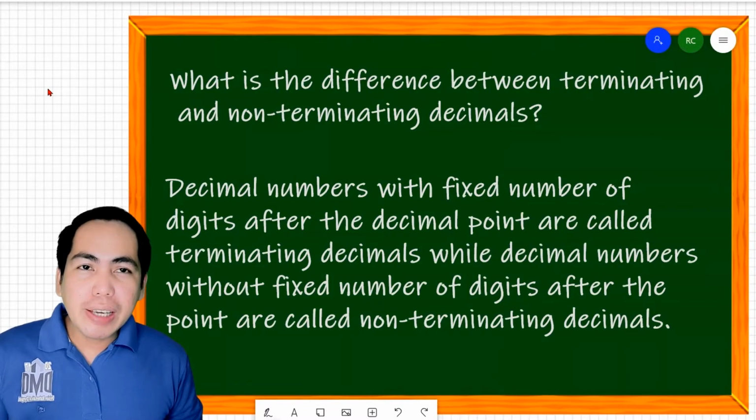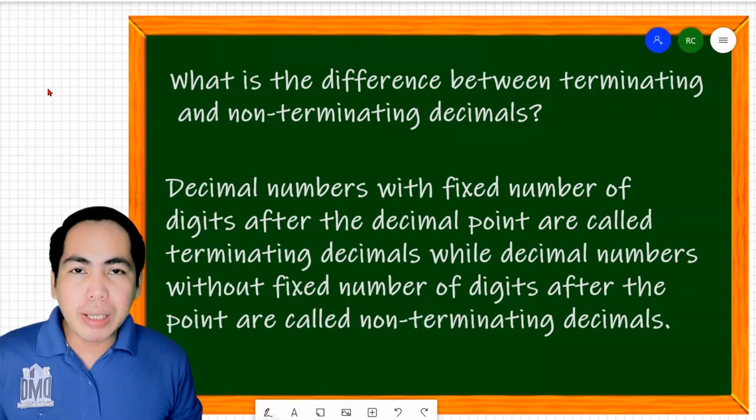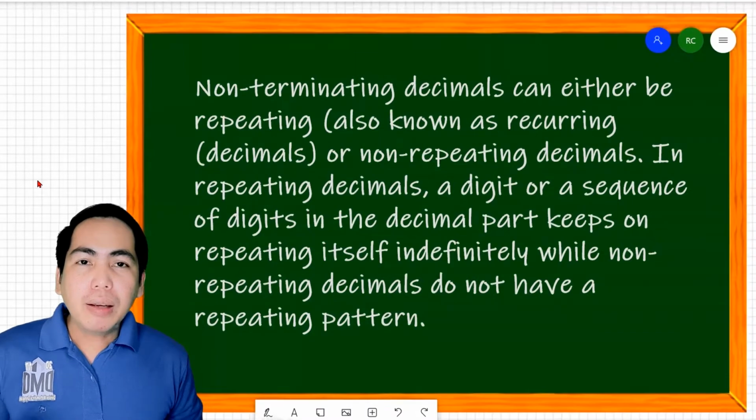In this video, I'm going to present to you how to differentiate terminating decimals from non-terminating decimals. So what is the difference between terminating and non-terminating decimals? Decimal numbers with a fixed number of digits after the decimal point are called terminating decimals, while decimal numbers without a fixed number of digits after the decimal point are called non-terminating decimals.